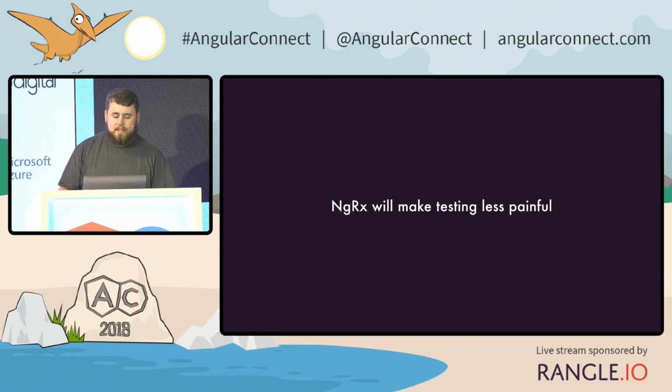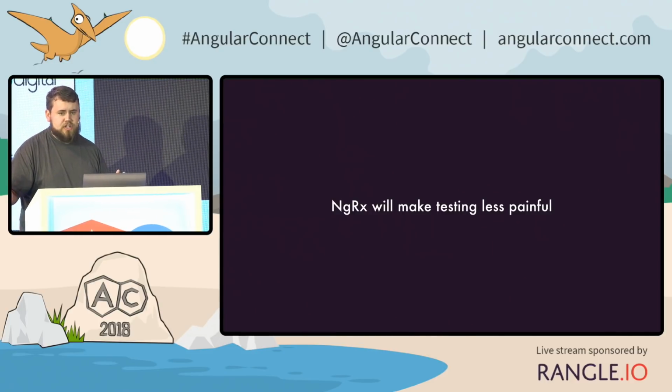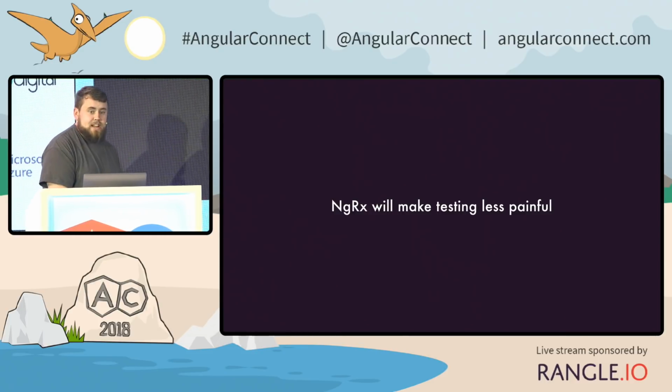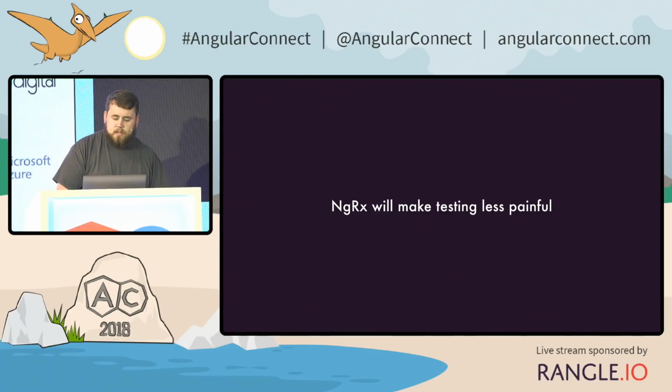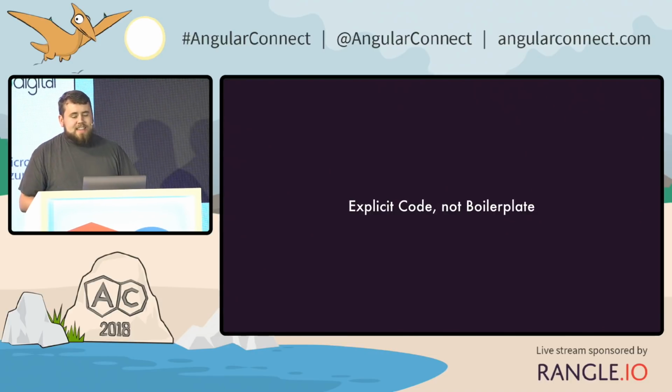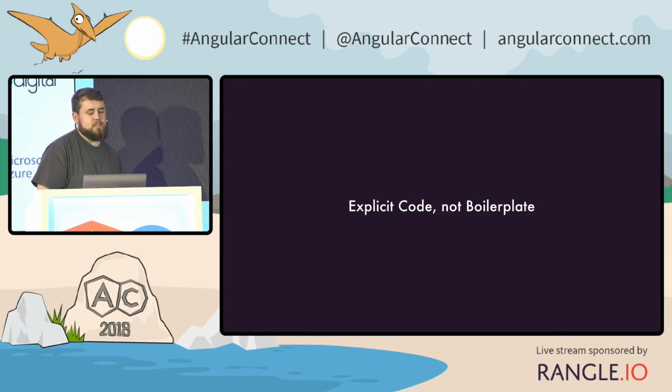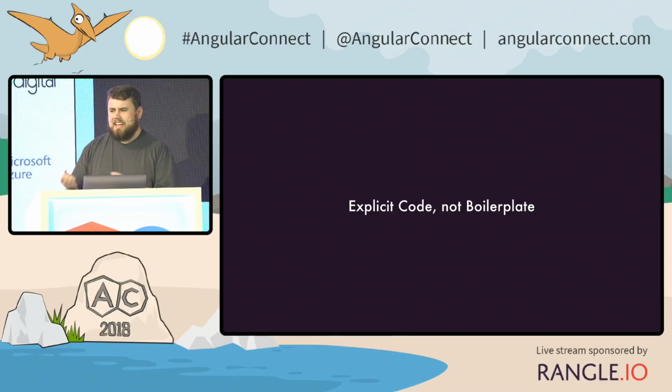I'll touch on this in a minute, but the idea is that we remove this notion of dependency injection from a large part of our application and only really use it for side effects where it makes a lot of sense. And so I like to say that it's explicit code. It's not boilerplate. All of these benefits are possible because NgRx demands you be explicit about your application. This does mean more code, but not boilerplate.